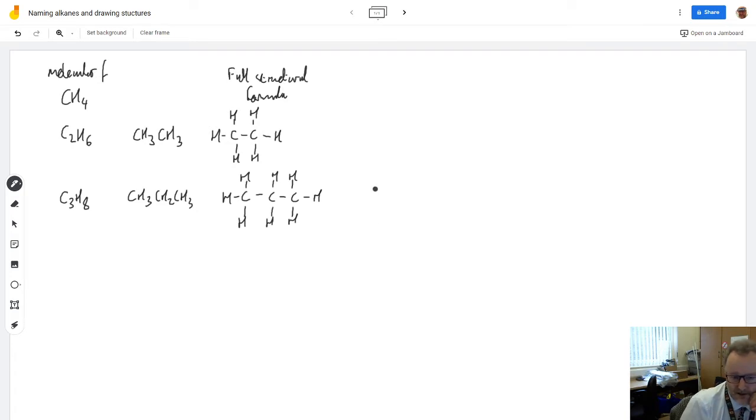We want to keep it as short as possible to get the key points over. Now we can actually represent this in a skeletal formula and it would just be like that. Each one of these points or bends represents a carbon atom. So that point there represents CH3. An end of a line represents a CH3, and a bend in a line, if there's nothing else joined onto it, would be CH2. So that's a much quicker way of drawing a molecule.